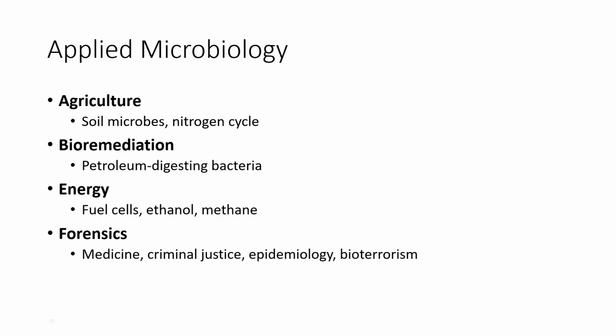Okay, in agriculture, we talk about soil microbes. Plants have to have them to exist. Nitrogen is pulled out of the air to make it usable for plants by bacteria. Bioremediation, there are actually petroleum digesting bacteria. Fuel: ethanol is in your gasoline, and they take corn and they basically brew it down into corn whiskey and distill it and put it in the alcohol. It's supposed to help the environment.